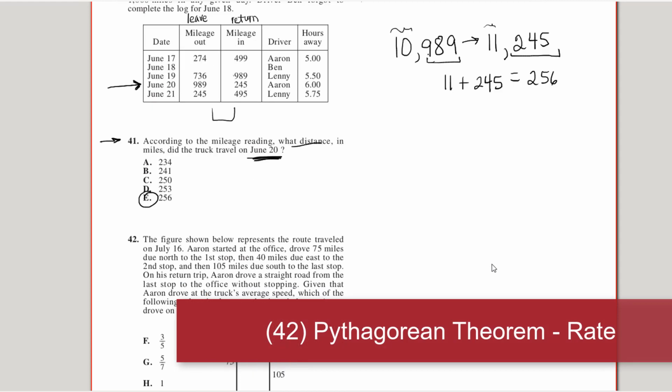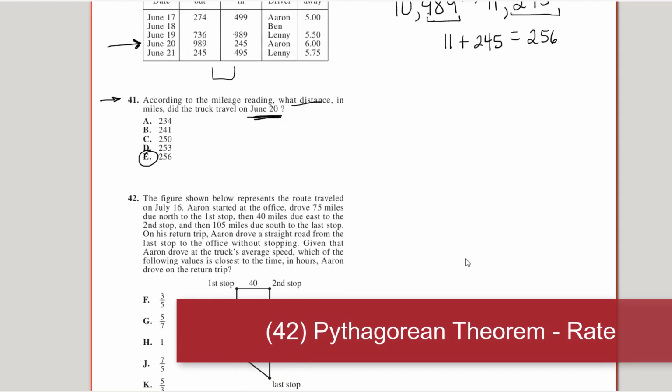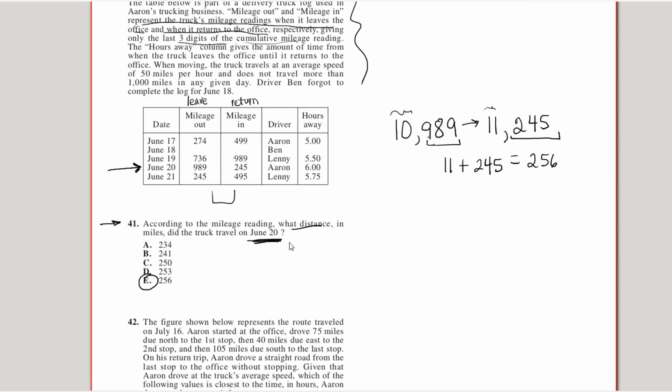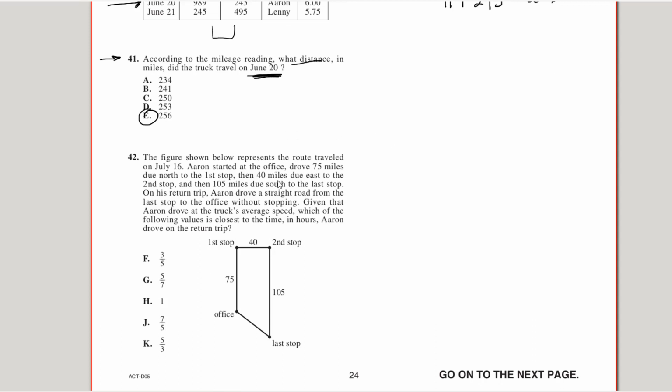Question 42 gives us a figure shown below that represents the route traveled on July 16th. So July 16th is not even in this chart. Aaron started at the office, so we're right here, drove 75 miles due north, that's shown in the graph, to the first stop, then 45 miles due east. We have a right angle right here, due east to the second stop, and then 105 miles due south, another right angle, to the last stop. On his return trip home, he drove a straight road from the last stop to the office, so this is not a right angle right here.